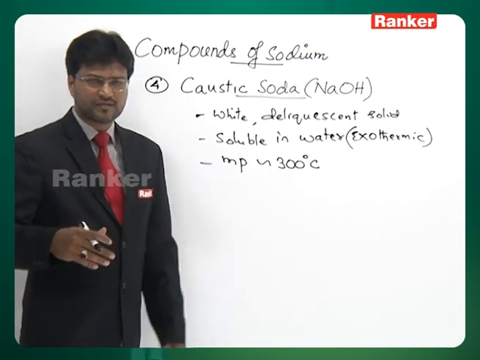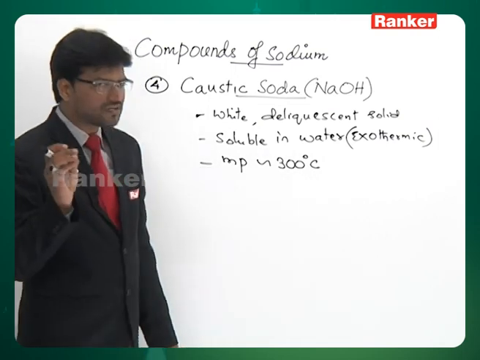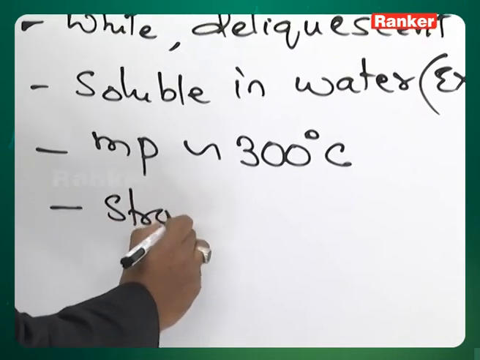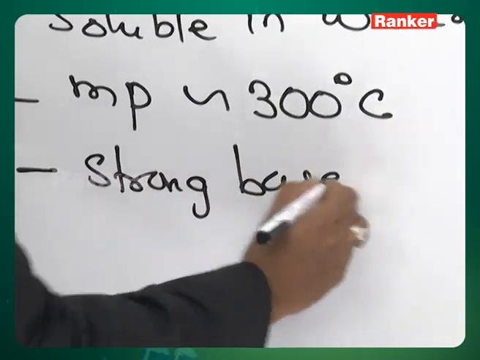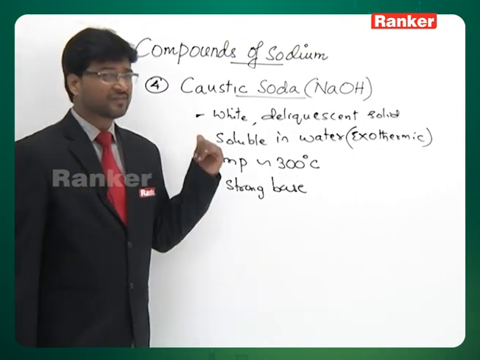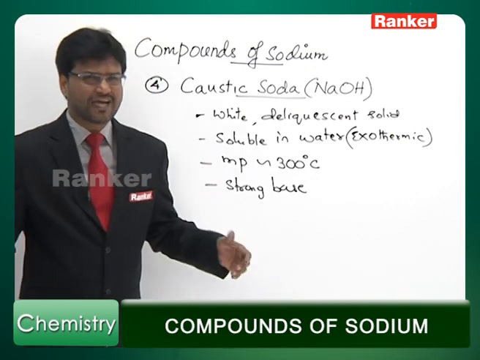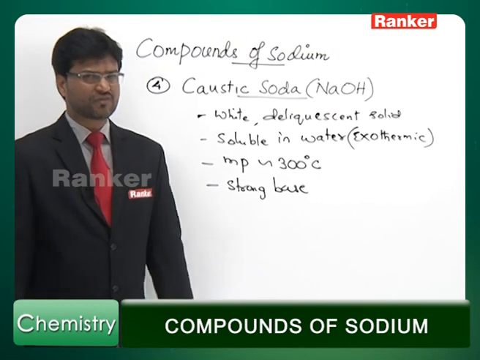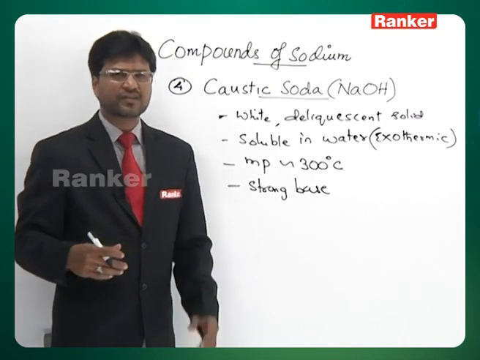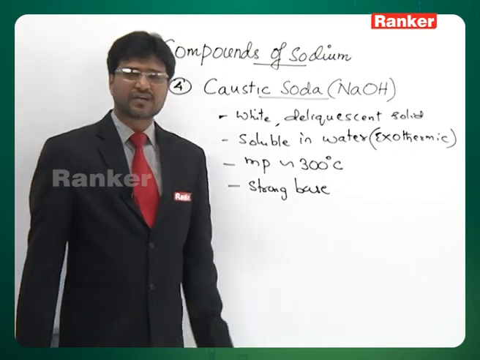Thermally stable. That's the reason why when we heat it, it will not decompose, it will melt, at a temperature very close to 300 degrees Celsius. It's a strong base. All alkali metal hydroxides are strong bases. Sodium hydroxide is a strong base. The exception is lithium hydroxide, which is a weak base. So sodium hydroxide reacts with acids to form sodium salts. For example, it reacts with sulfuric acid to give sodium sulfate and sodium hydrogen sulfate. It reacts with nitric acid to give sodium nitrate. So in its reactions, it can behave as a base.